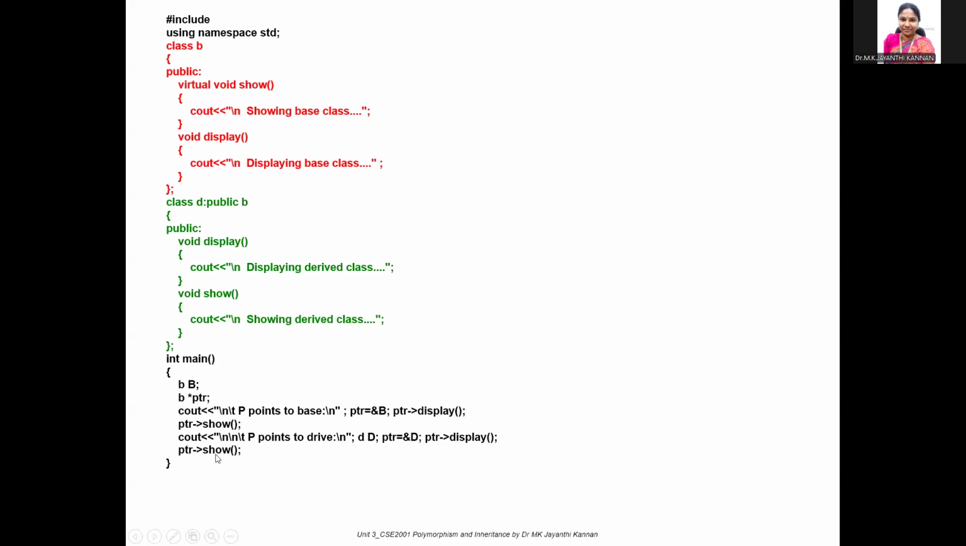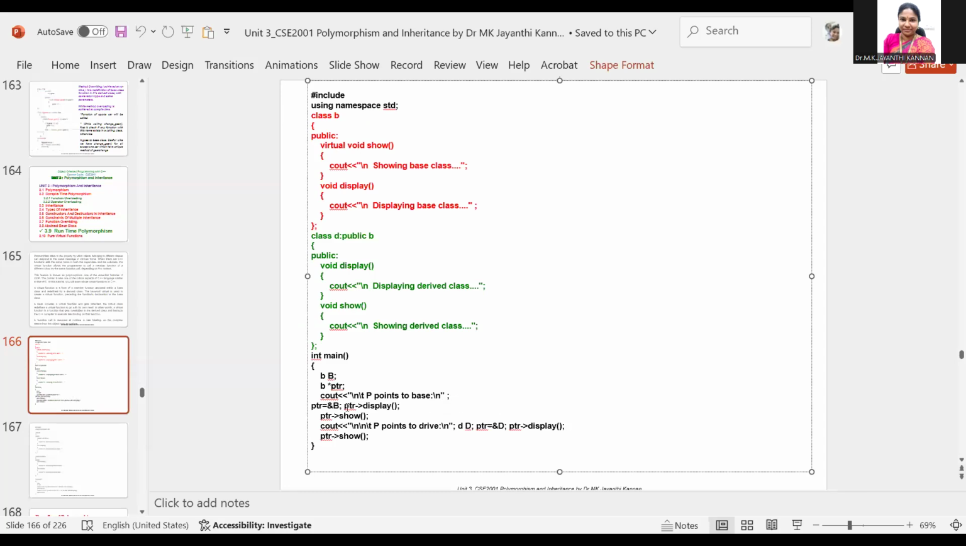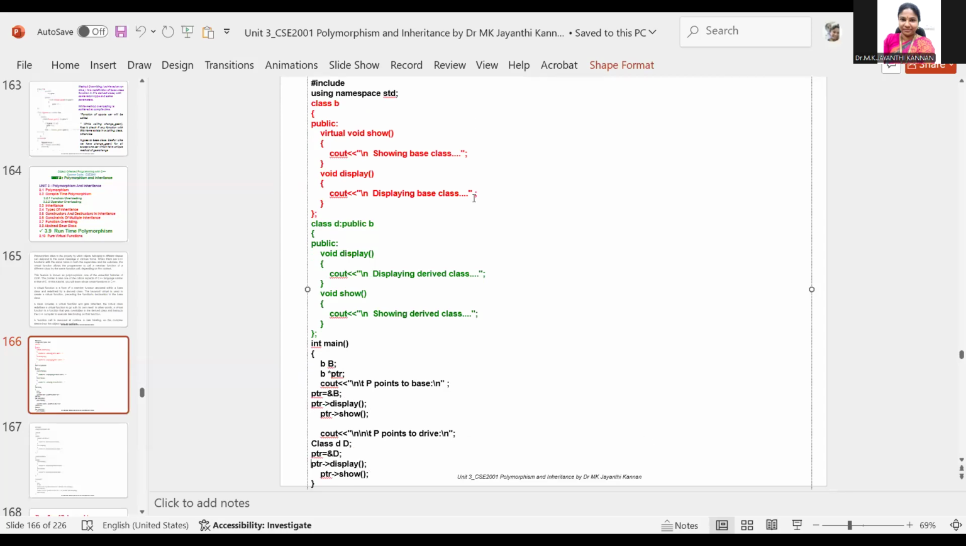Base class B. Again, we are creating one more object of derived class D, object D, ptr equal to address of D. Class D is your derived class, and the derived class object is assigned to the pointer, and through the pointer we are calling the function.